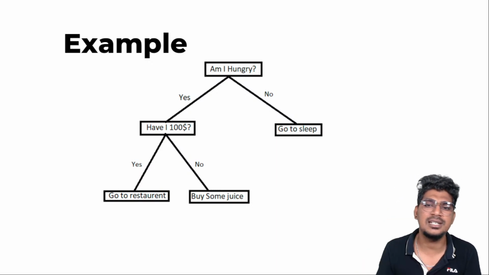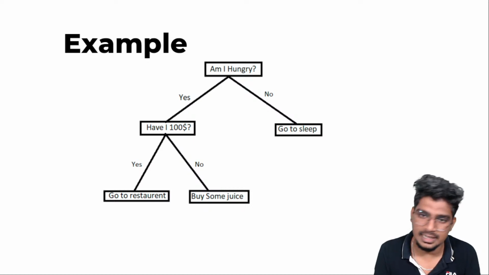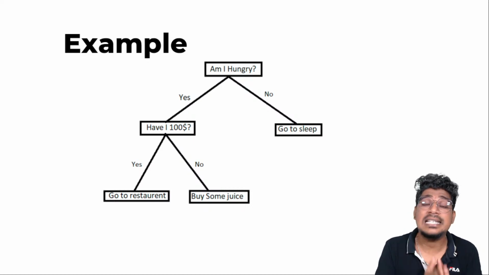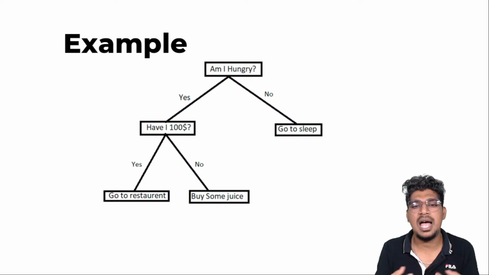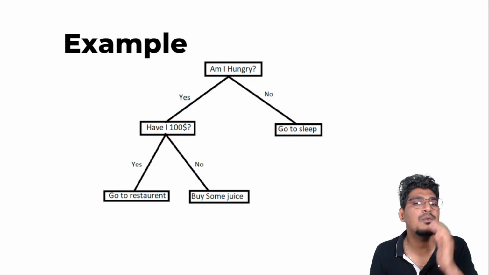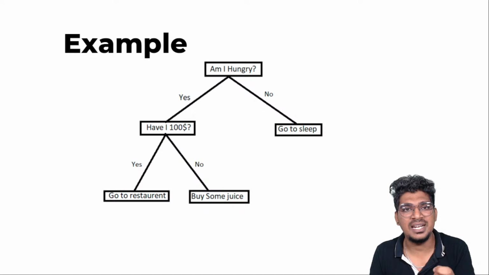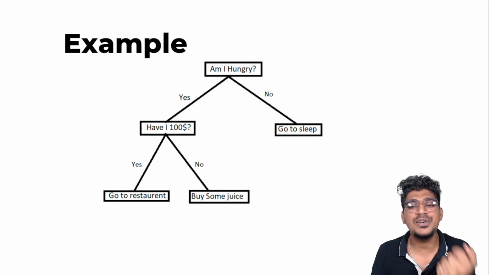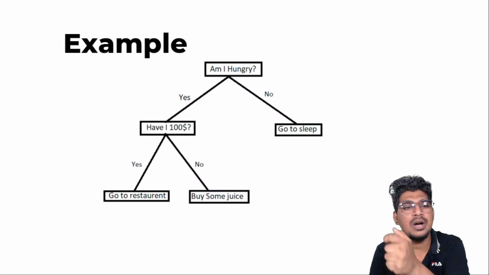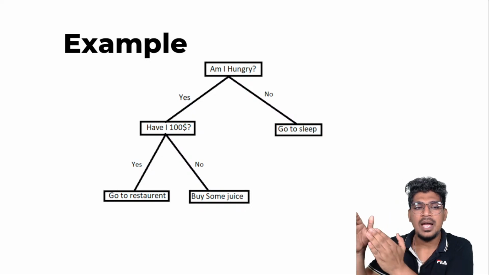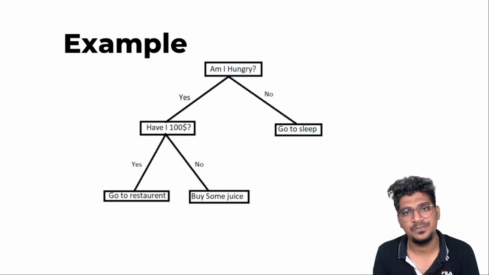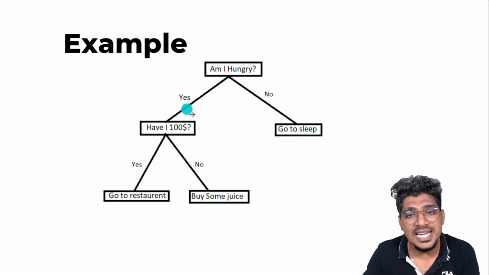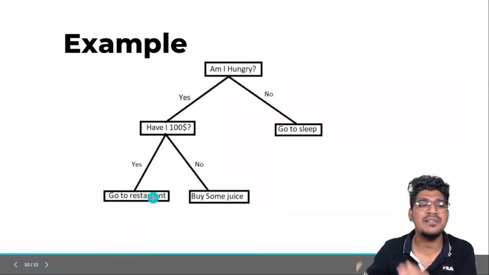Let me give one example here. The first initial condition: I may feel hungry. If yes, then another condition: I have only 100 rupees. Depending on this money, I will go to the restaurant. If no, I don't have 100 rupees, then I am going to buy juice. So this is the way it will be classified and give the answer.